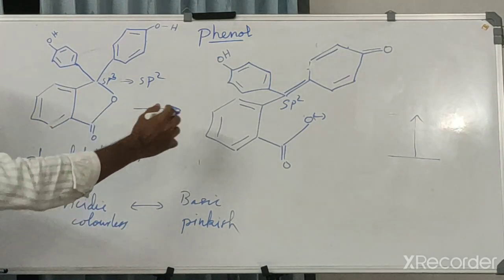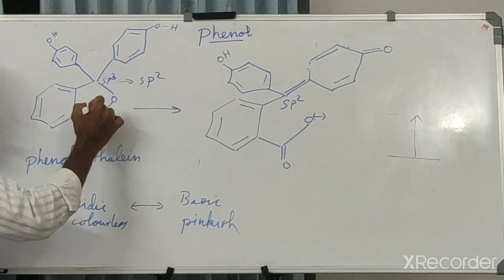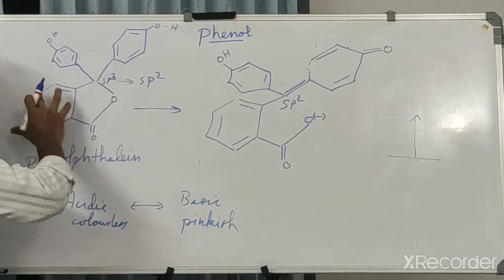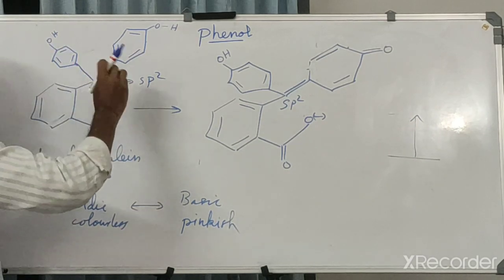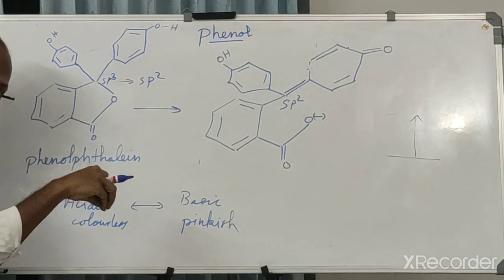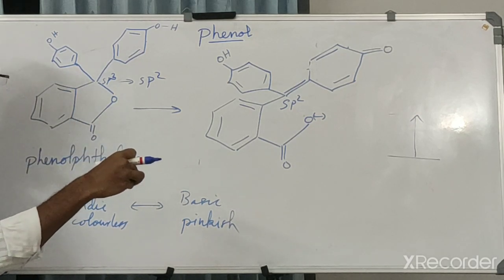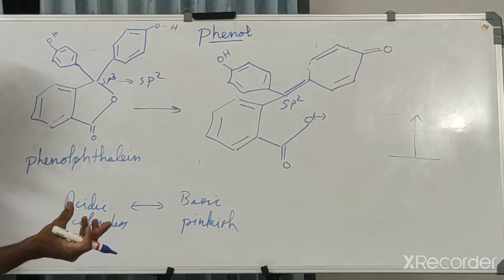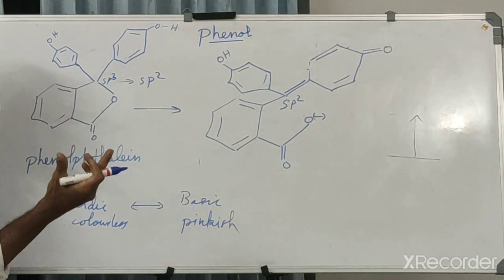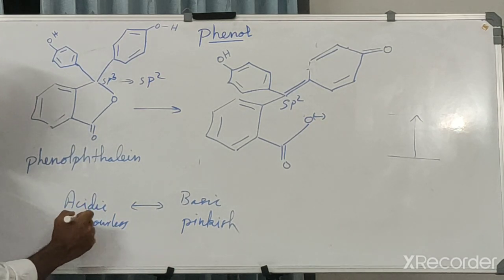So this is a very interesting test to identify phenol in the lab. If you mix phenol with phthalic anhydride and just heat with sulfuric acid, we will get phenolphthalein. And to that solution, you add some more NaOH, to neutralize the acid and then to make the solution basic. So if you add NaOH and make it basic, the solution will become pinkish in appearance, and that is a characteristic color test for phenol.